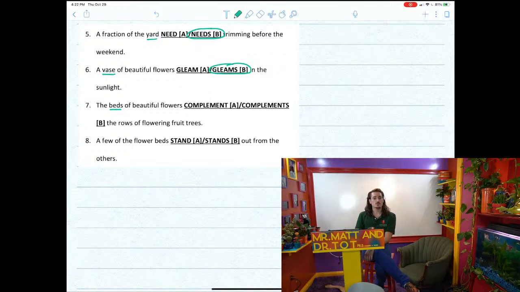Plural nouns usually do end in S. Plural verbs, therefore, usually do not end in S. So we want the plural verb complement. The beds of beautiful flowers complement the rows of flowering fruit trees.